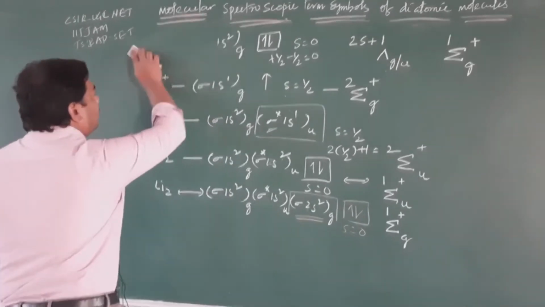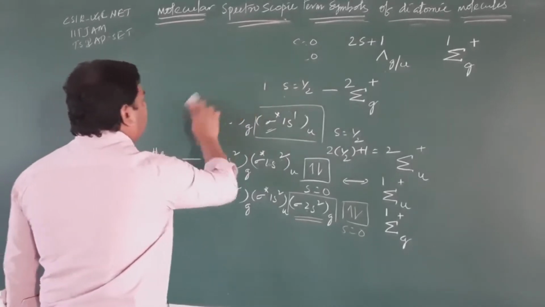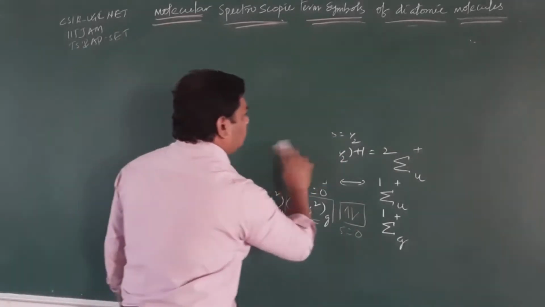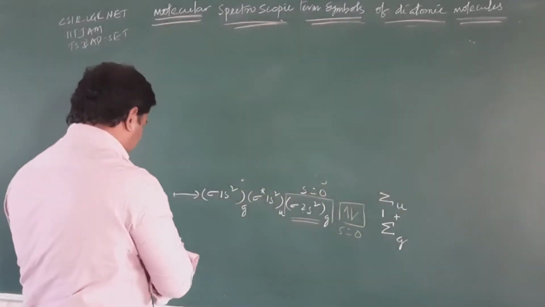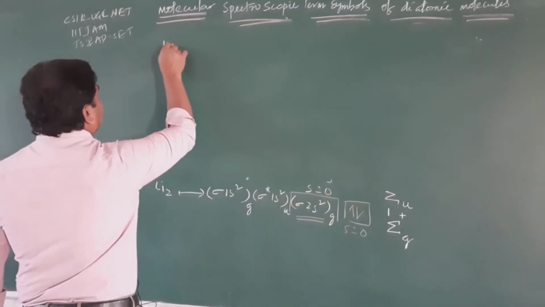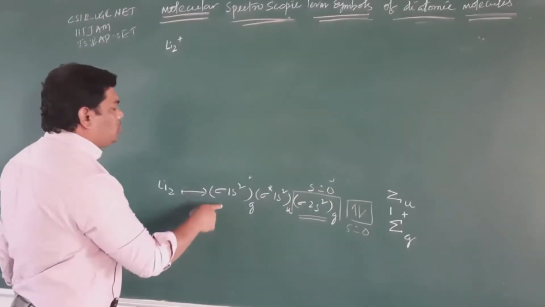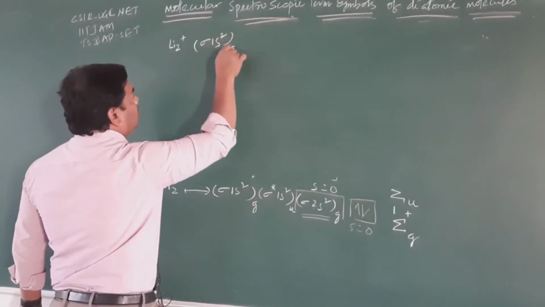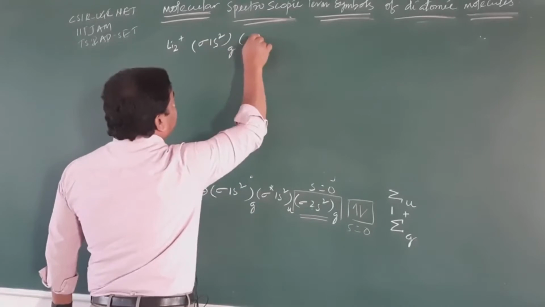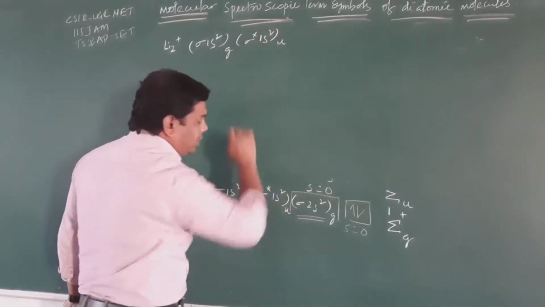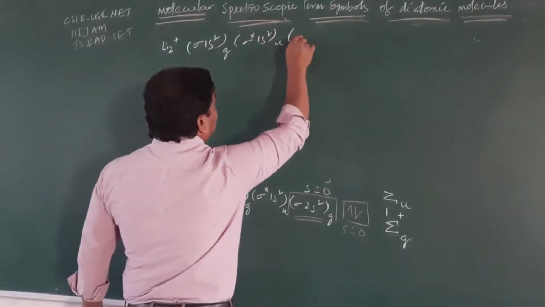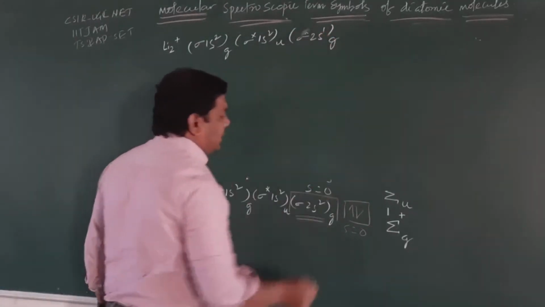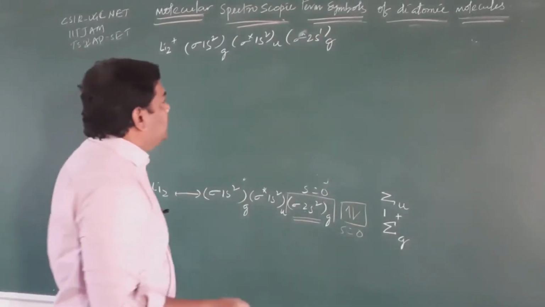Next we will move to another example, that is Li2 plus. Li2 plus means, student, one electron is lost from the sigma 2s orbital. So sigma 1s2 is gerade, sigma star 1s2 is ungerade, and sigma 2s1 is gerade, with a center of inversion.